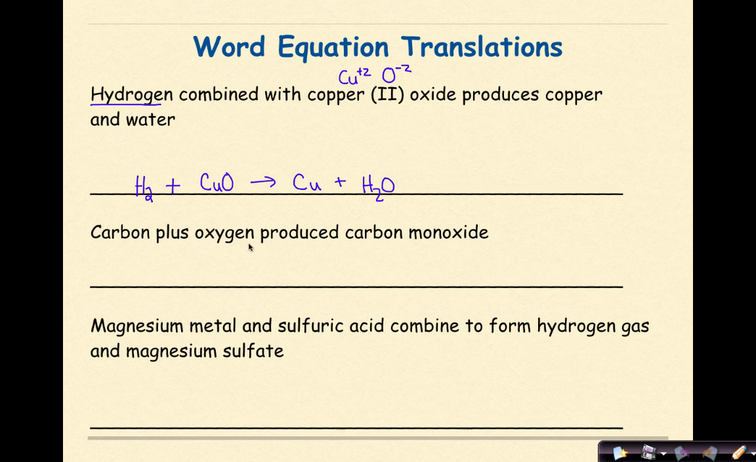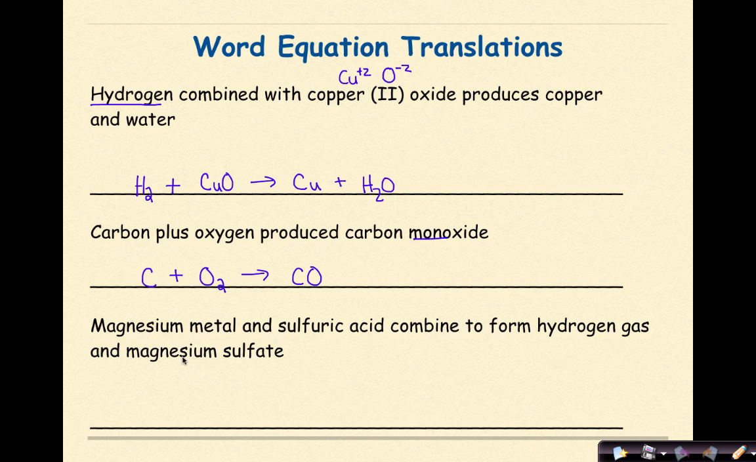Carbon plus oxygen produces carbon monoxide. So carbon by itself is just going to be C, it's not a diatomic. Plus is going to be represented as, hey, a plus sign. Oxygen is a diatomic, so it's O subscript 2, produces, which is an arrow, and then carbon monoxide. This is a binary molecular compound, so it's going to be a C and an O because it's monoxide, so one oxygen at the end. That is just the translation from the words to the formulas.